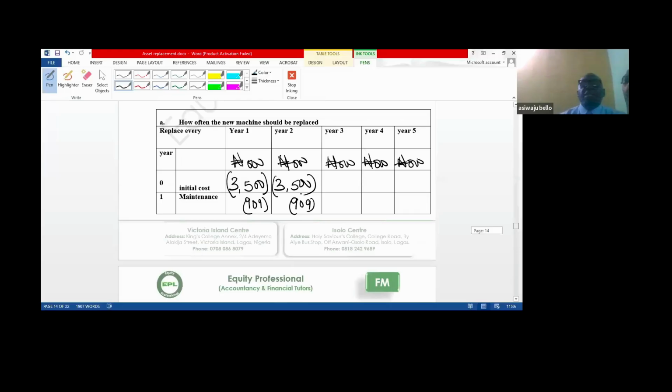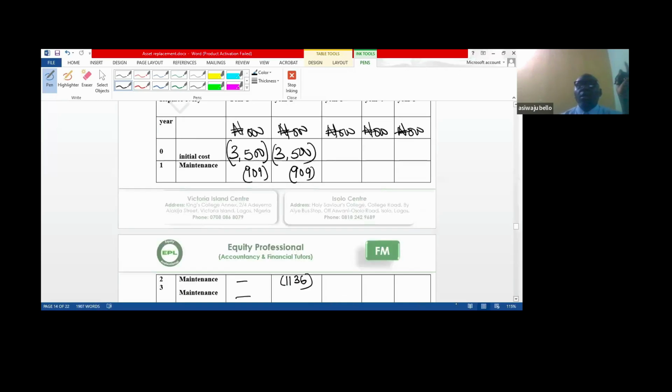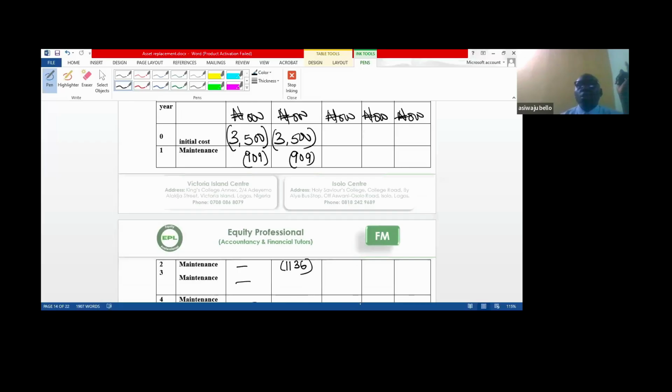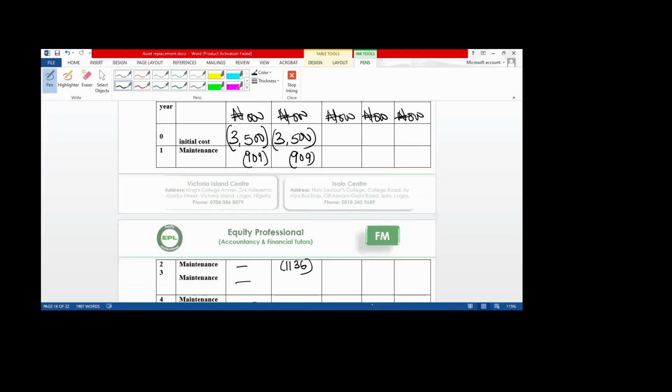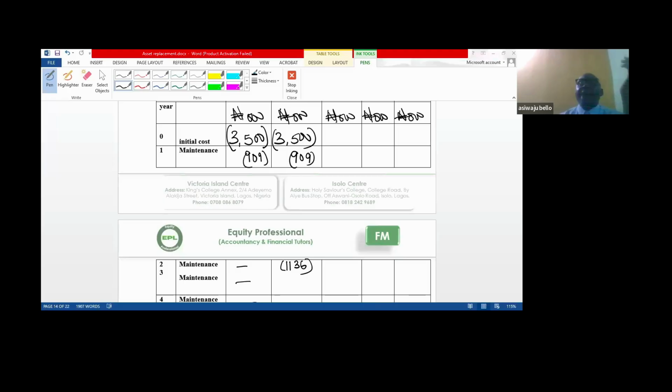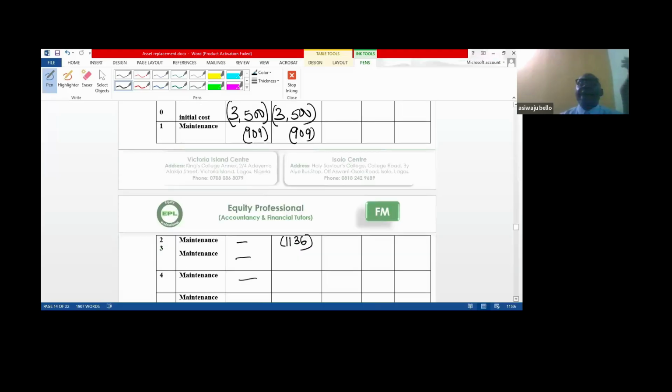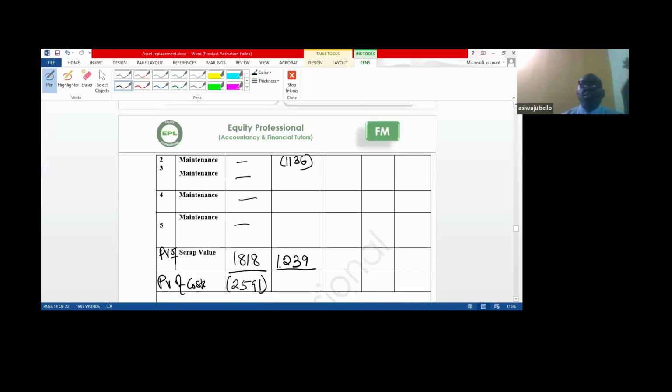3,500 negative plus 909 negative plus 1136 negative. What do you have, please? 4306 negative. Now, you now have a positive sign. The scrap value will generate money for you. Scrap value, present value, 1239. That's plus.